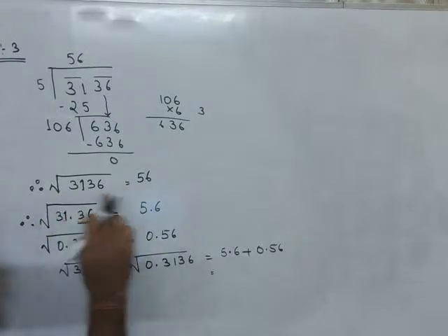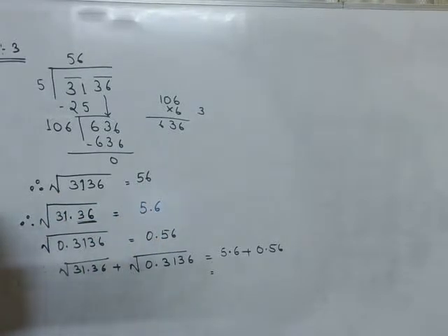यहाँ तक clear है? 3136 तक. Chavi, you can call me up after the class, okay? I will explain you again there.